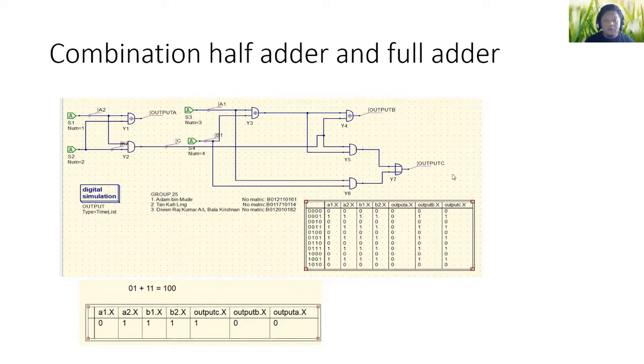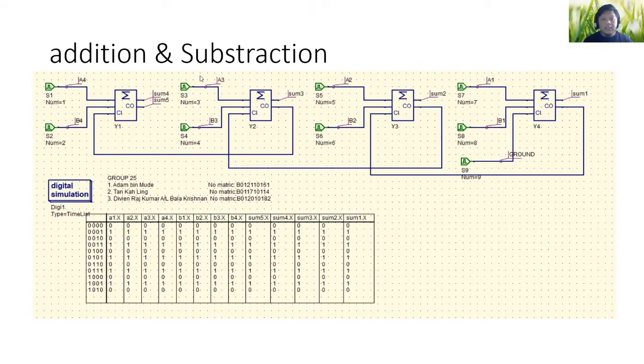This one to output C become 1, output B and output A become 0. Okay, this is addition and subtraction. This is a parallel circuit. So how do I want to use addition and subtraction?